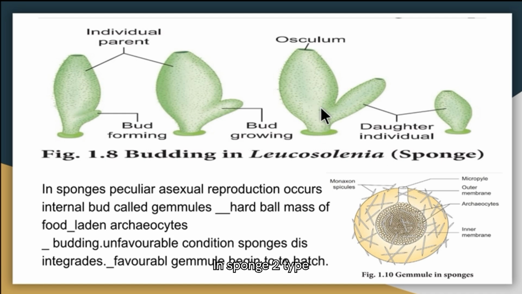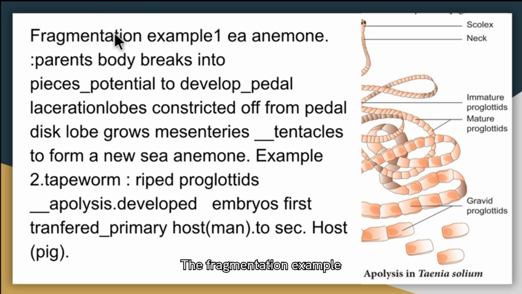In sponges, two types of budding occur. When the condition is not good, in unfavorable conditions, the sponges disintegrate. But when the conditions are favorable, the gemmules begin to hatch. This is special for gemmules. Next one, fragmentation. Example, sea anemone.